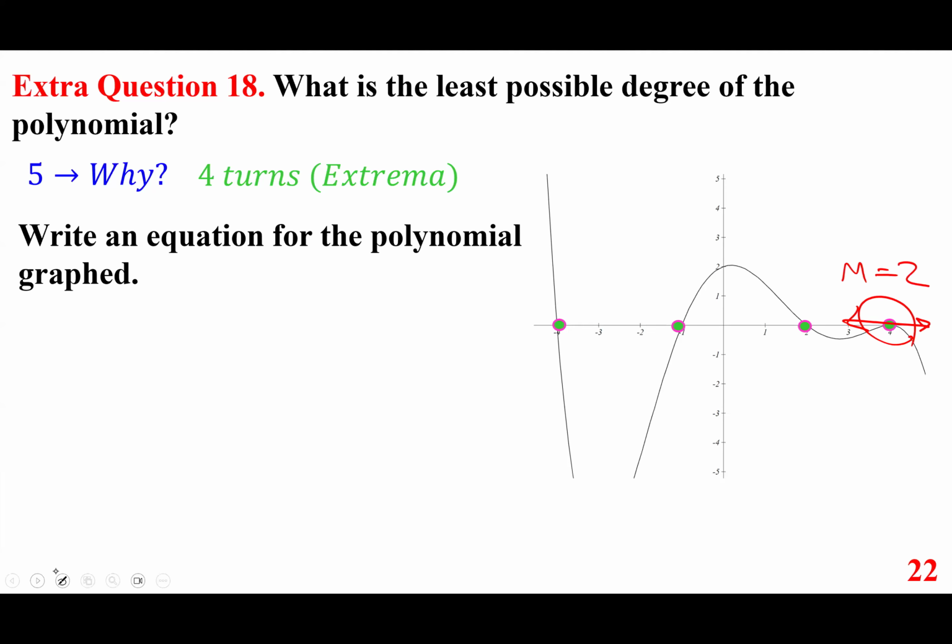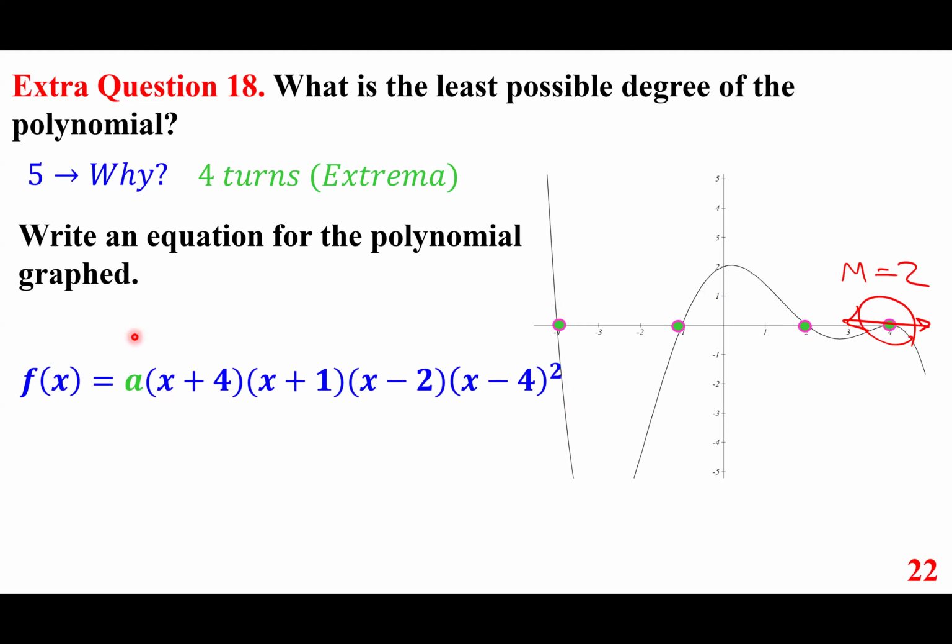Multiplicity is 2. Let's just look at it one more time. Crosses, crosses, crosses, can't cross here. This one has multiplicity 2. So we write f of x equals a something times x plus 4 times x plus 1 times x minus 2, and this one is x minus 4, quantity squared. And I hope you recognize that the degree is 1 here, 1 here, 1 here, 1 plus 1 plus 1 is 3, and 2 is 5. The degree is 5.